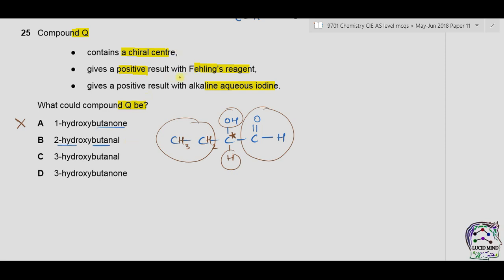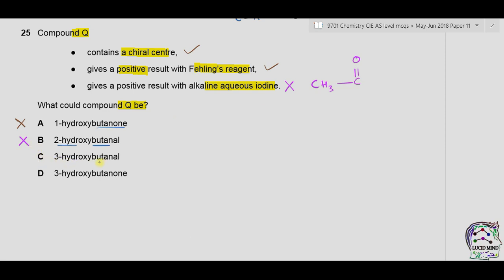Second, it gives a positive result with Fehling's reagent, as this is an aldehyde, and aldehydes give a positive result with Fehling's reagent, so this is also true. Third one is it gives a positive result with alkaline aqueous iodine. Now this is the triiodomethane test, and for it there must be a CH3 group directly attached to the carbonyl carbon. As we can see that CH3 is not attached to the carbonyl carbon, it won't give this third result. So B is incorrect.